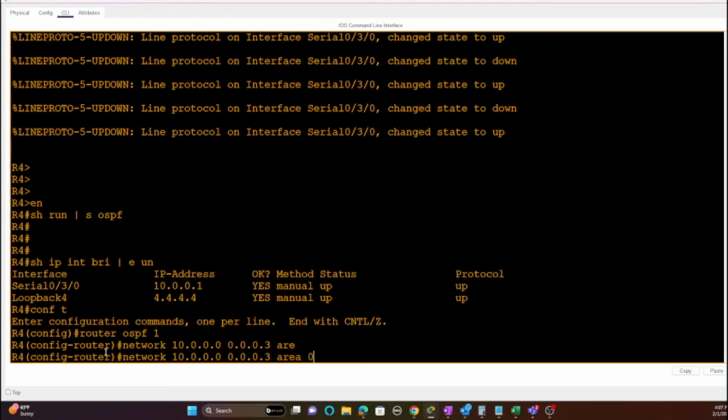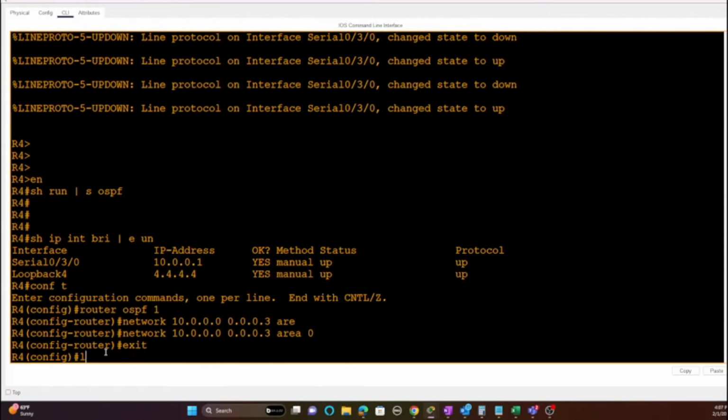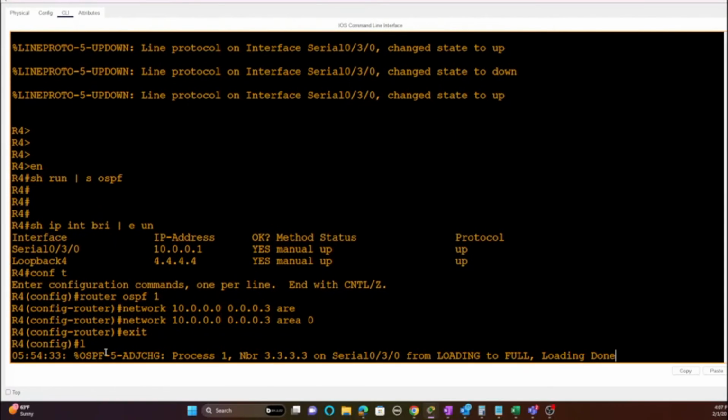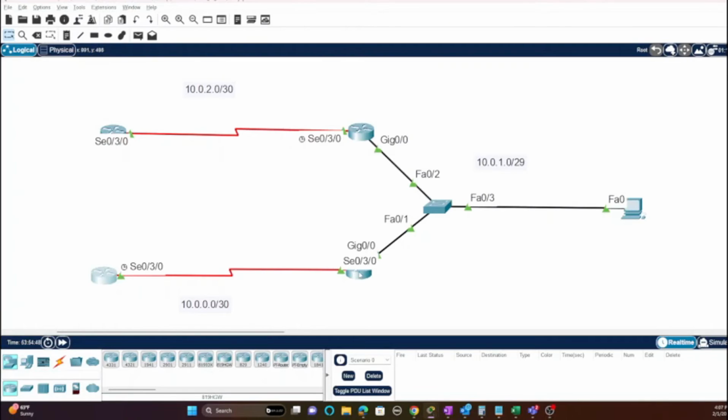Again, it's going to take a few seconds, but we should be able to catch it. So boom, you hit enter, exit out of there. Boom, it took only a few seconds, and it came right up. So now this router is a neighbor with this router, which is a neighbor with this router, and this one. So now we know that they're all neighbors. But that's just neighbor adjacencies, right?